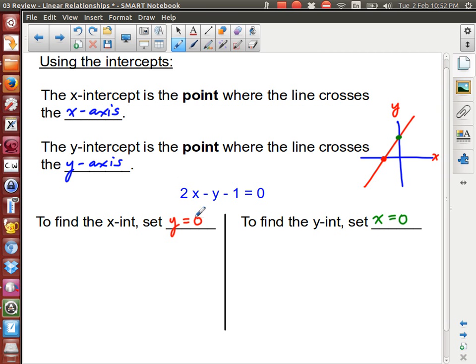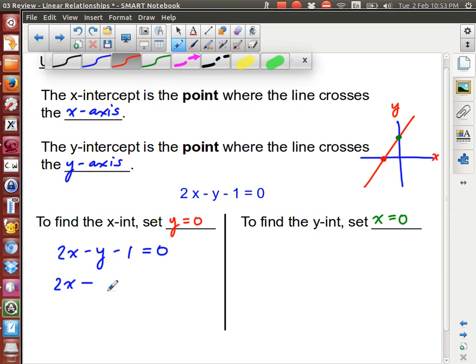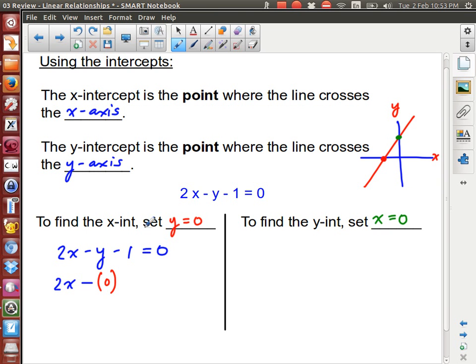So let's go ahead and do that. So I've got 2x. I'm just going to go ahead and rewrite this. 2x minus y minus 1 equals 0. Being careful to copy it down correctly. I want to set the y equal to 0. That's going to give me the x-intercept. So I rewrite 2x minus, but instead of y, I'm going to set 0 there. I'm putting in some extra steps here just to make it really clear. Minus 1 equals 0. So 2x minus 0, that doesn't change anything. So we've got 2x minus 0 minus 1 equals 0.